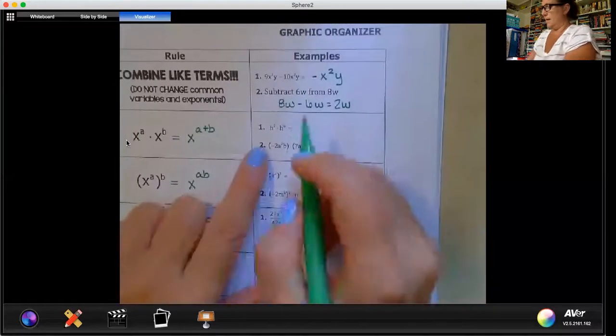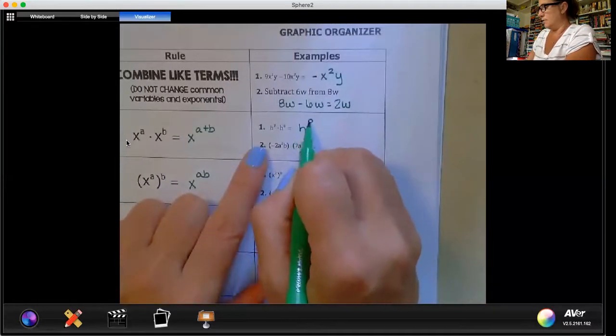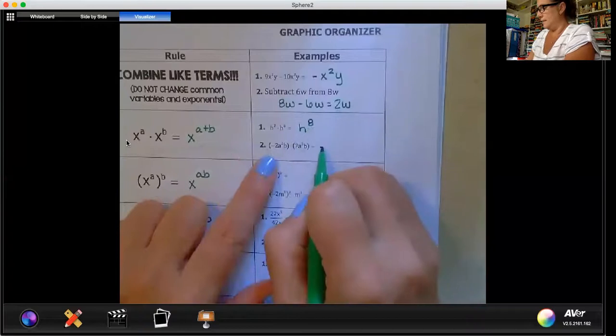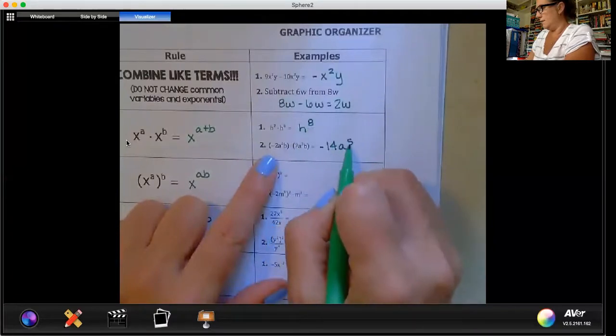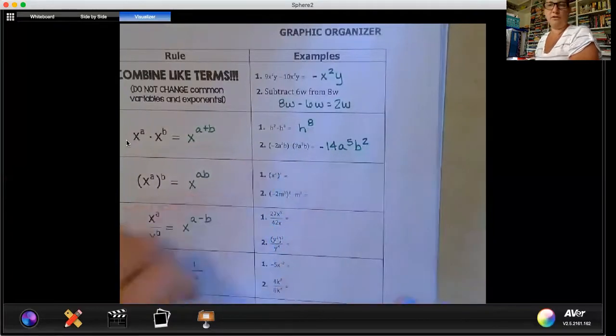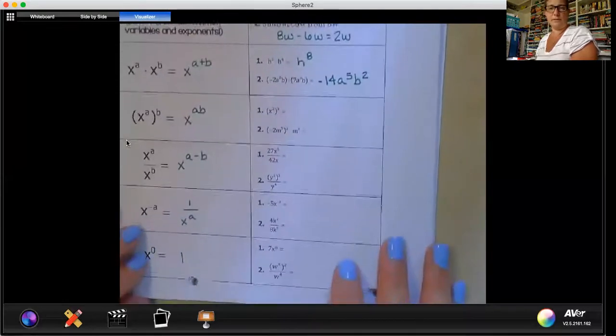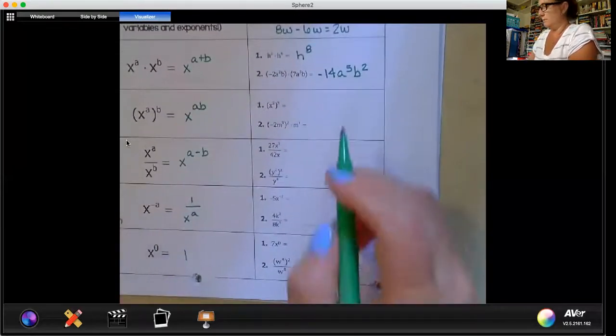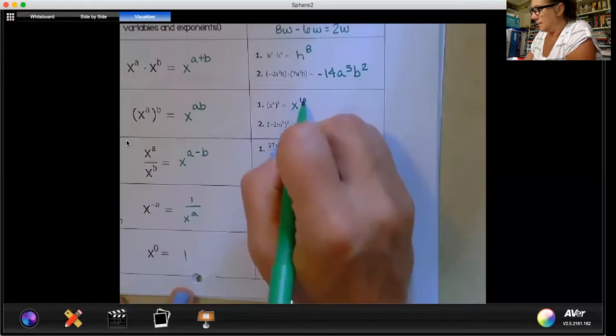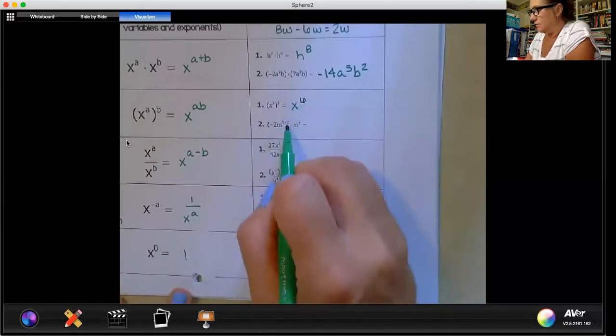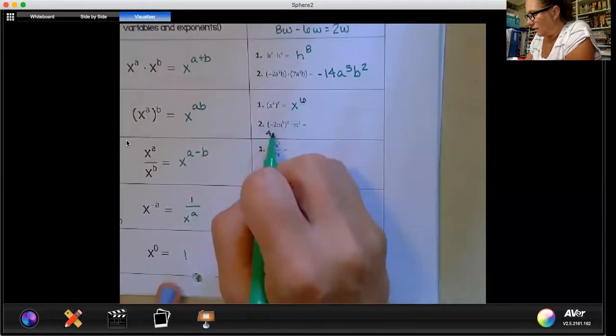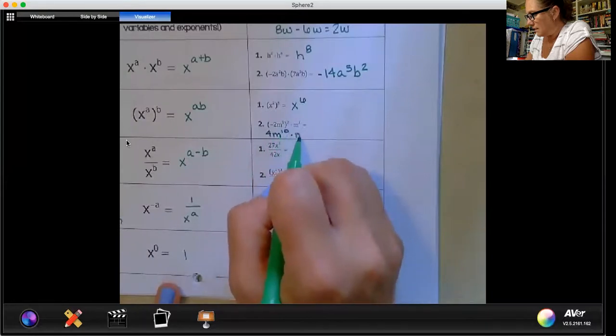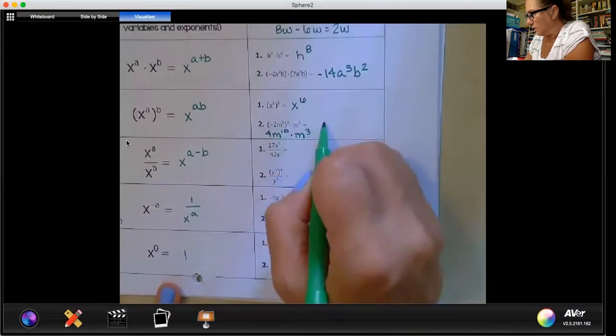All right, multiplying, add the exponents. H to the 8th, negative 14, a to the 5th, b squared. Feel free to pause your video, try these, and see how well you do. Raise to a power, multiply the exponents. X to the 6th. Negative 2 squared is 4m to the 10th times m to the 3rd, which is 4m to the 13th.